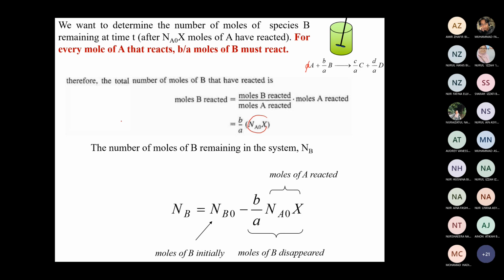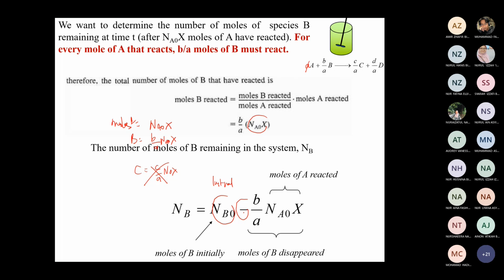Just now we had the moles for A, and the moles reacted are Na0X. So that is for A. If you want to know B, of course you need to know its fraction, which is B over A times Na0X. The same applies to C, which would be C over A times Na0X. I will explain this later, so you don't get confused. So the number of moles of B remaining in the system would be, using back the principle I explained before, the initial number of moles of B, which is Nb0, minus B over A times Na0X. So the minus means that it has been degraded.